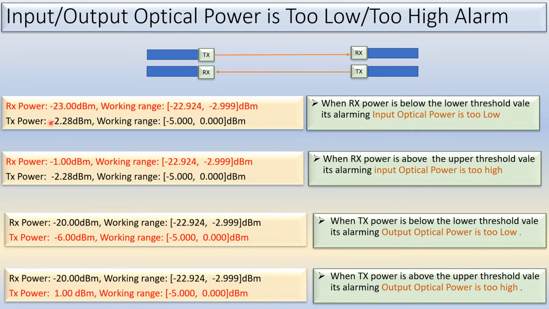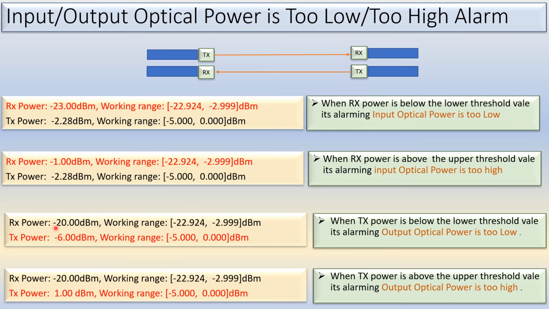In the other case, the RX power is -1, which is also out of this range. This RX power is beyond the upper threshold value. When the RX power is above the upper threshold value, since -1 is greater than -2, it alarms input optical power is too high. The power cannot go beyond these values. Power must be within this range, and if it is above the upper threshold value, it will generate the alarm optical power is too high.